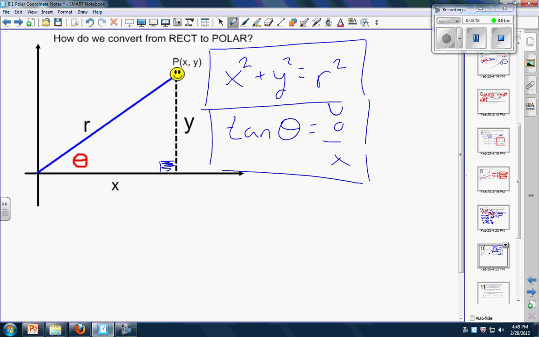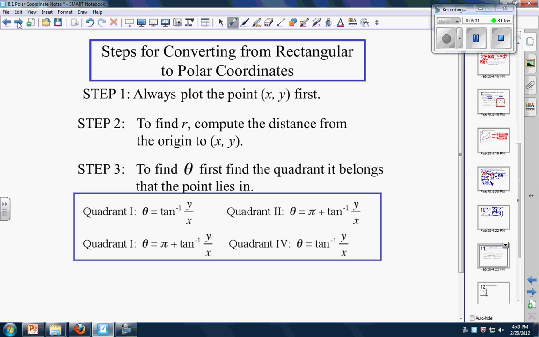So these are our two equations we're going to need going the other way. Just make sure your notes are nice and clear that when you're going rectangular to polar, you use these. Now, these steps here, if you want to copy them down because they'll help you, great, do that. This way is a little bit more difficult than going polar to rectangular.